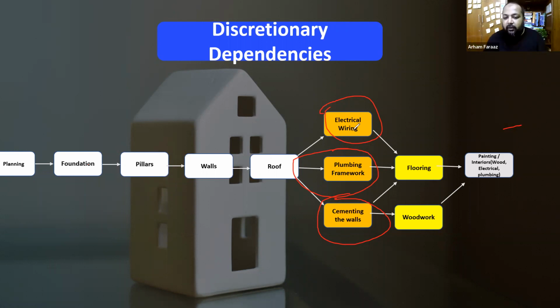Again over here you see woodwork can get started in parallel with flooring. That's one more discretionary dependency I'm showing over here. So woodwork and flooring also have discretionary dependencies. That means one activity is not fully dependent on another activity to complete or get started. That's what we mean by discretionary dependencies.